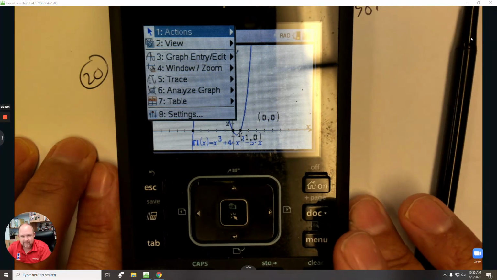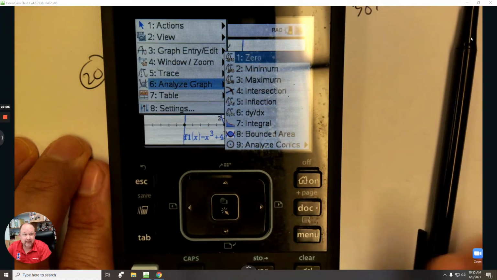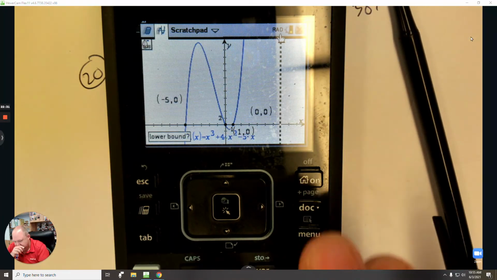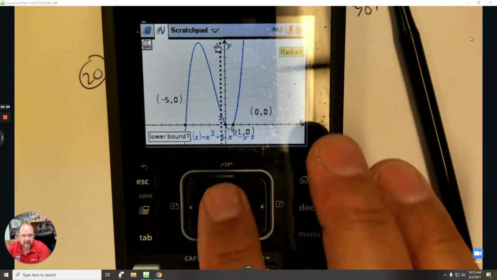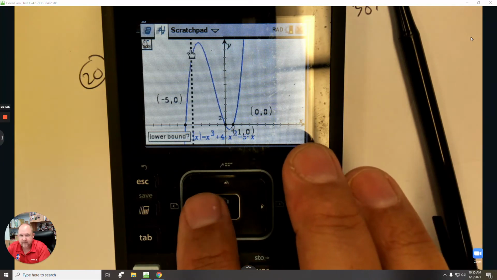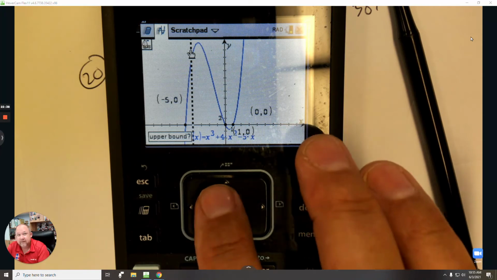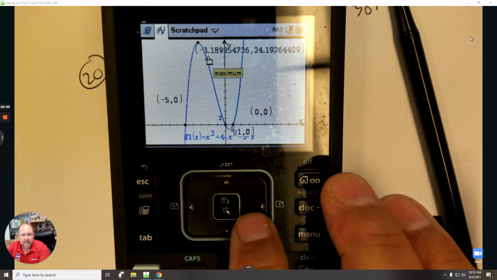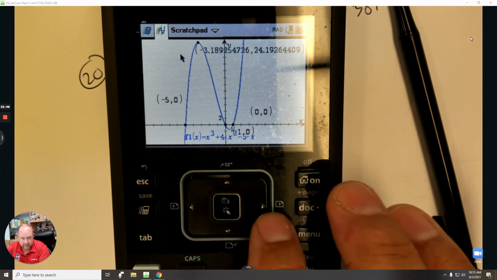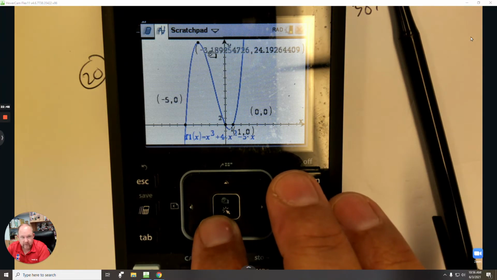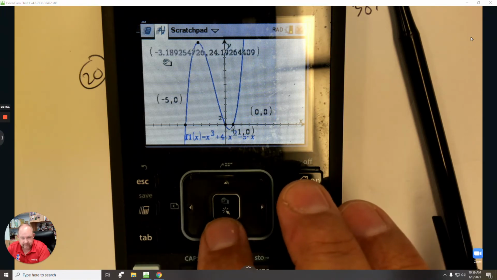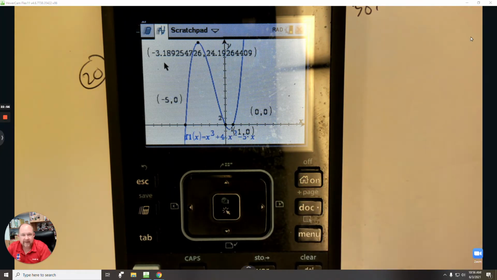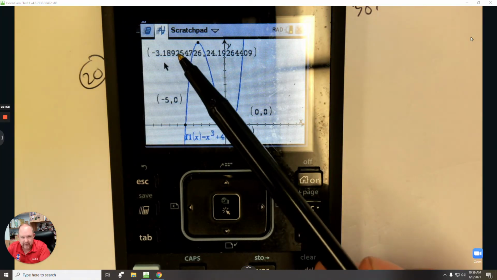Press menu, go to analyze. To find the maximum, you're obviously going to press number 3. Just like we did for the 0, use the touchpad, move it to the left, press enter, press down, create the interval, go to the right, and then what pops up is the maximum. If you can't see it clearly, we can move it around a bit. Again, for the calculus, we're going to practice 3 numbers after the decimal.